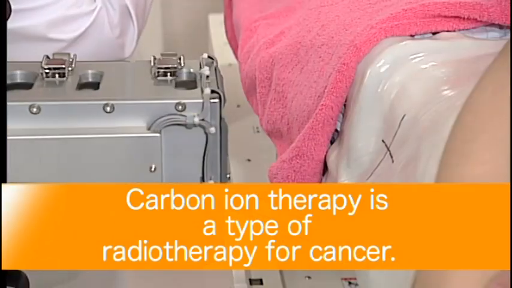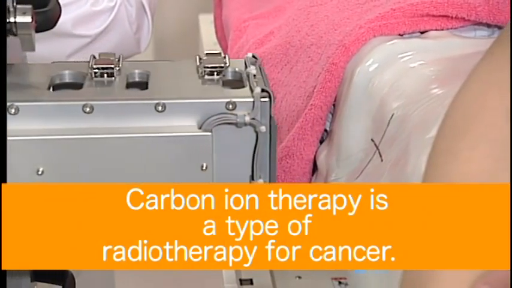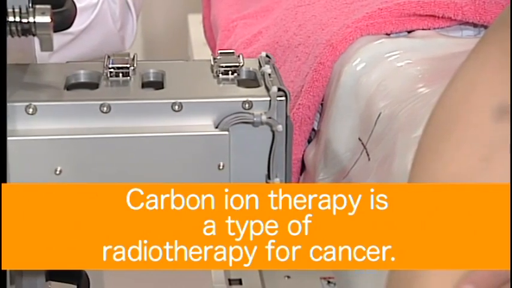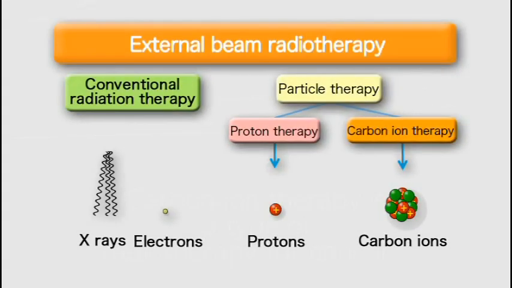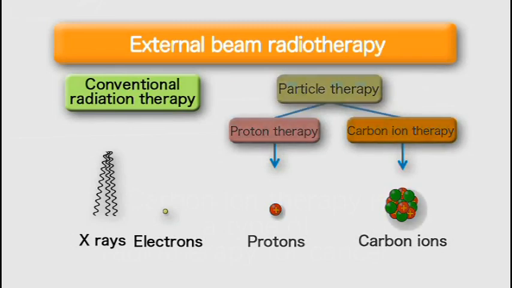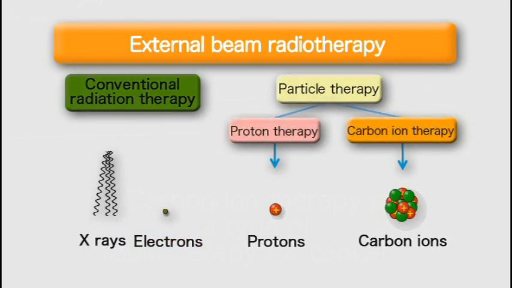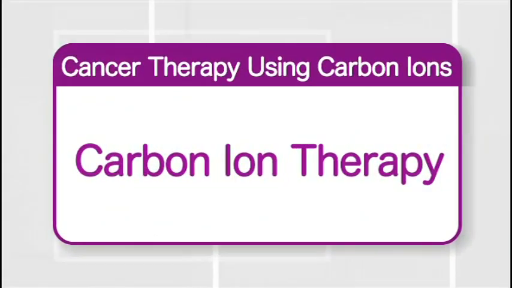Carbon ion therapy is a type of radiotherapy for cancer. In external beam radiotherapy, high-energy radiation is directed at cancer cells from outside the body. Presently, the two most common external beam radiotherapies in use today are, on one hand, the conventional radiotherapy using X-rays or electron beams, and on the other, particle therapy using either proton therapy or carbon ion therapy, among others. At the Gunma University Hospital Medical Center, we use carbon ions for cancer therapy.